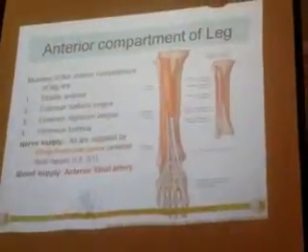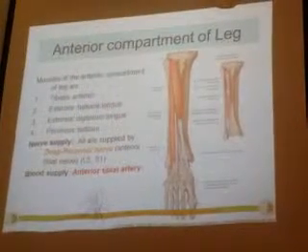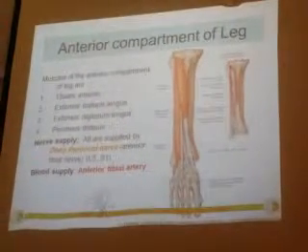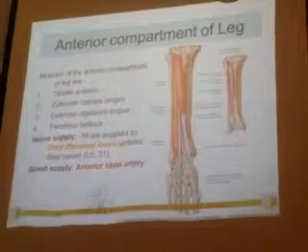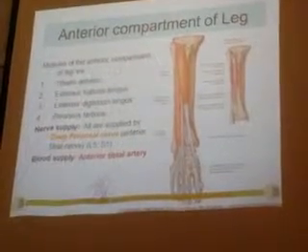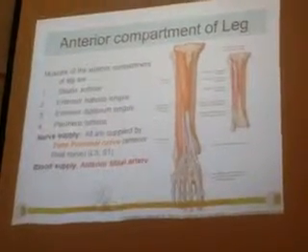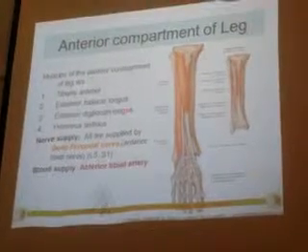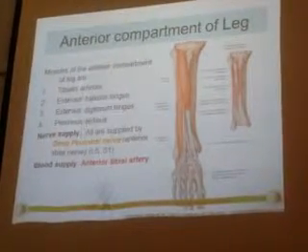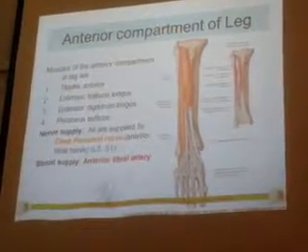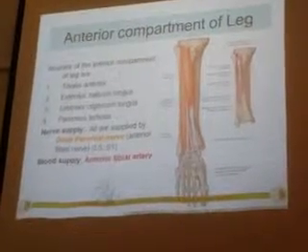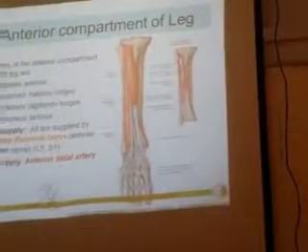The first muscle is called the tibialis anterior. See the names, they are very similar. All these first 3 names are similar to those of the posterior. So if you know one compartment, instead of flexor, it will be called extensor. There it is tibialis posterior, here it is anterior because it is the anterior compartment. So this is called the tibialis anterior.